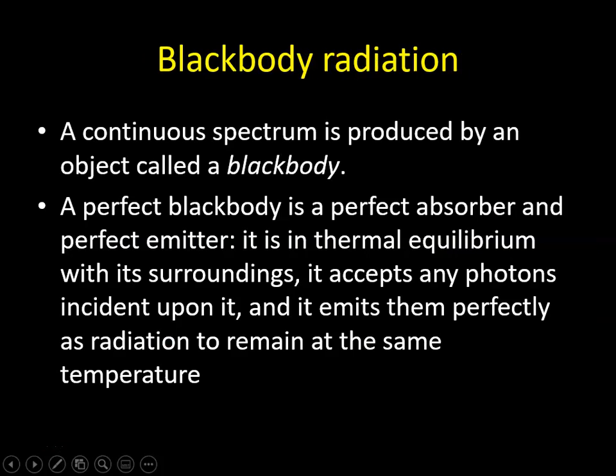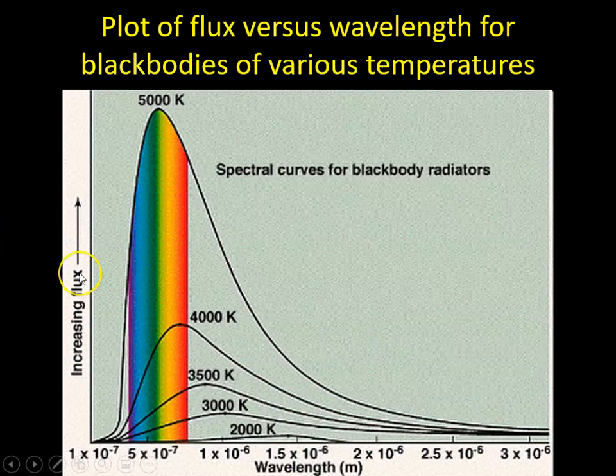So, as we mentioned, a perfect blackbody is a perfect absorber and a perfect emitter. And a result of this is that it's in thermal equilibrium with its surroundings, meaning that it has the same temperature, and it accepts any photons incident upon it and emits them perfectly as radiation to remain at that same temperature. Now, we'll notice a couple of features of blackbody spectrum.